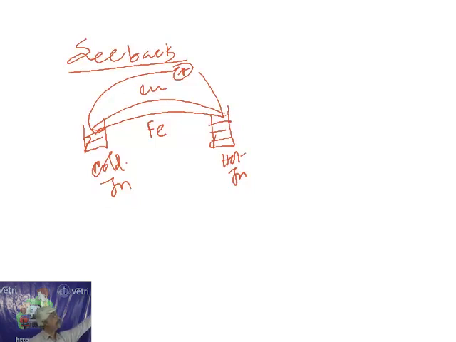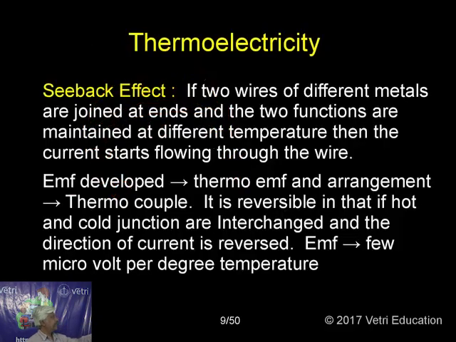In the Seebeck effect, we have to understand many ideas. If two wires of different metals, which we discussed just now, are joined at the ends, forming two junctions, and the two junctions are maintained at different temperatures, then current starts flowing through the wire. The EMF developed is called the thermo EMF and the current is called thermoelectric current. Two dissimilar metals connected in this way are called a thermocouple.